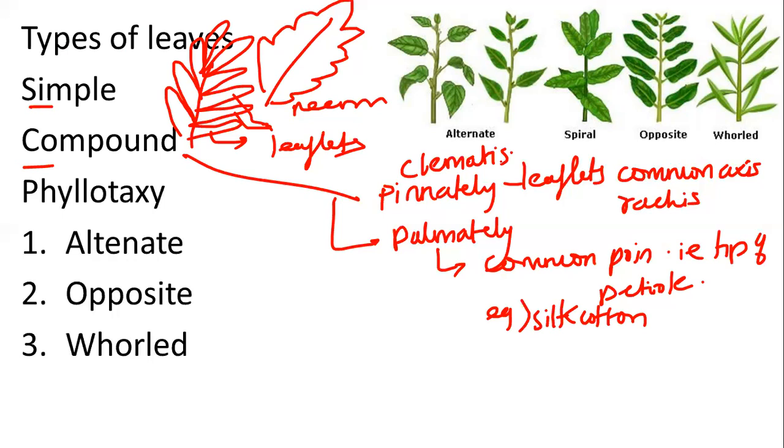Arrangement of leaves on a stem or branches is called phyllotaxy. Phyllotaxy is nothing but the arrangement of leaf on stem or branch. There are three types: one is alternate, one is opposite, and another one is whorled.